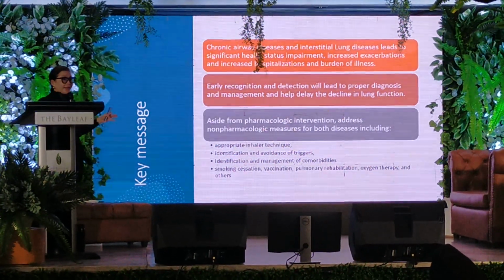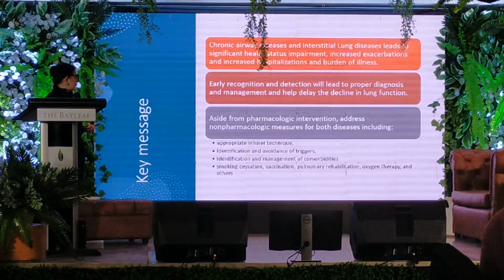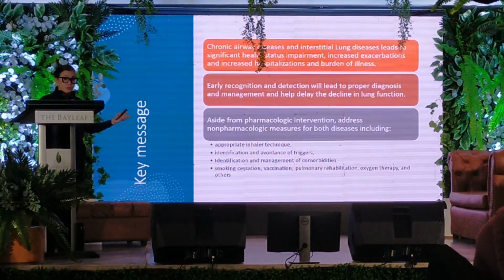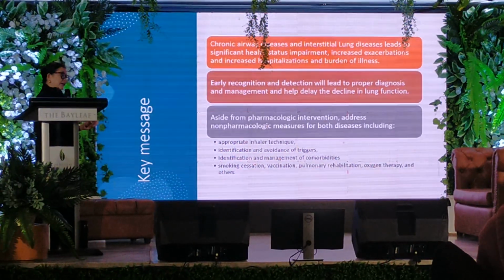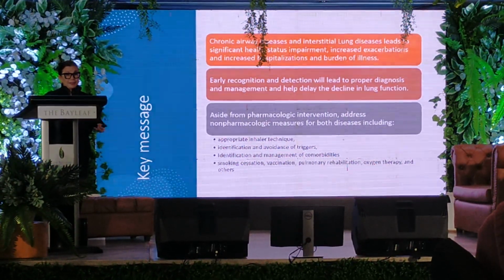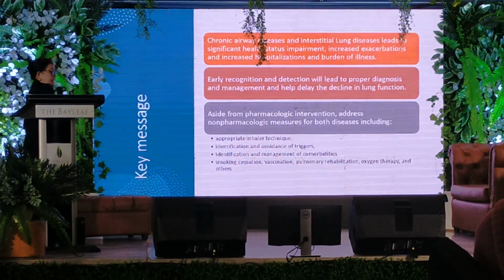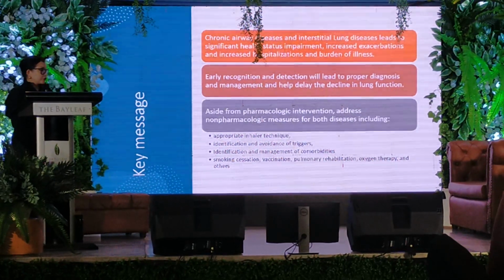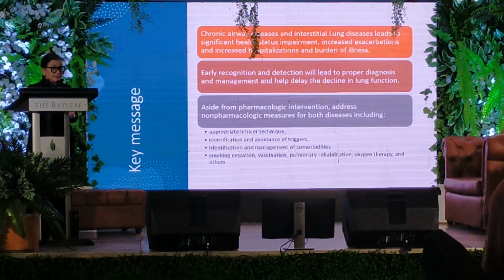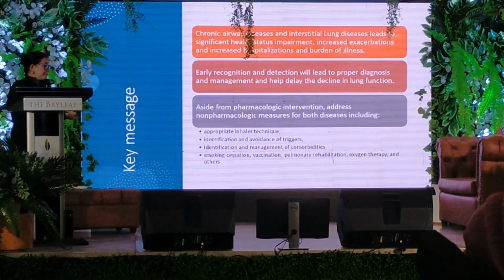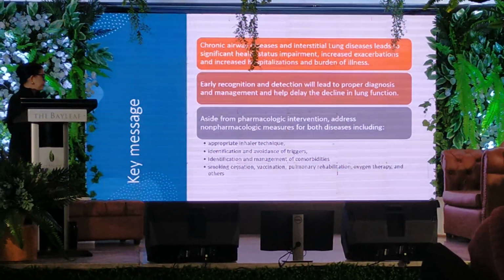So appropriate inhaler technique, if that is what they need, has to be addressed. Identification of triggers for those who are asthmatics. Identification and management of comorbidities like what? Hypertension, diabetes, reflux, malnutrition, and of course smoking cessation, vaccination, physical activity increase through rehab or pwedeng non-rehab based, oxygen therapy if needed, and more.